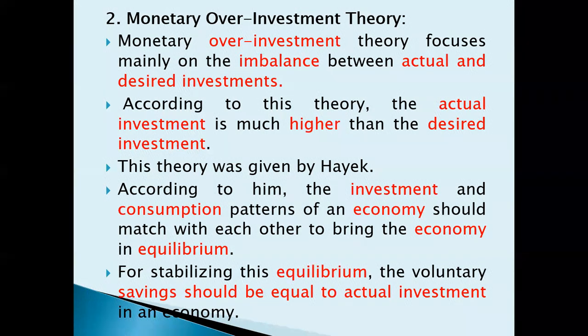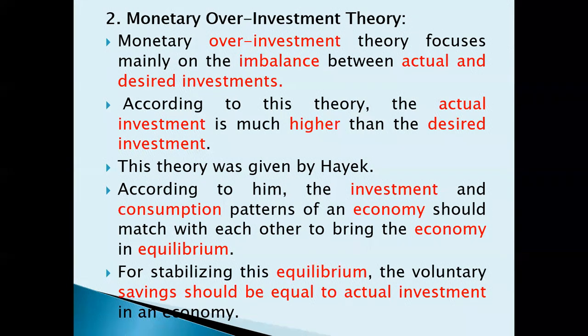So according to this theory, the actual investment may be much higher than desired investment. कभी-कभी ये ज़्यादा भी हो सकती है, कभी-कभी कम भी हो सकती है. This theory was given by the economist Hayek. According to him, the investment and consumption patterns of the economy should match with each other to bring the economy to equilibrium. Consumption patterns और इन्वेस्टमेंट पैटर्न्स इकोनॉमी के एक दूसरे को मैच होना चाहिए, तभी जाके एक्चुअल इन्वेस्टमेंट और डिजायर्ड इन्वेस्टमेंट एक जगह पे आता है, सिमिलर होते हैं, इक्विलिब्रियम पोजीशन पे होते हैं, तो economy will also go through the equilibrium position.